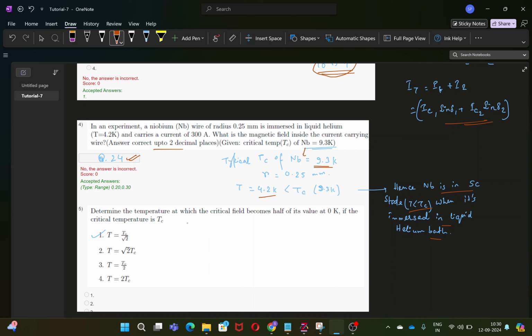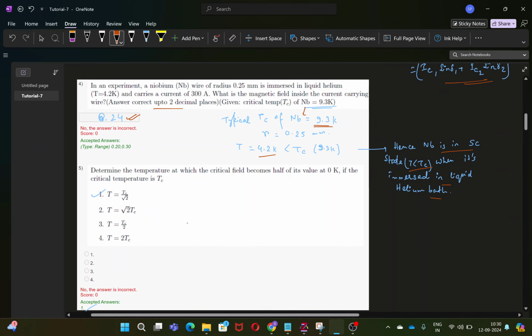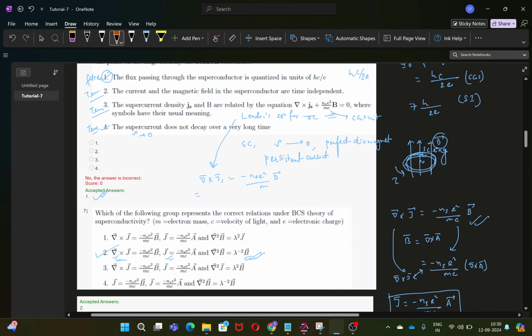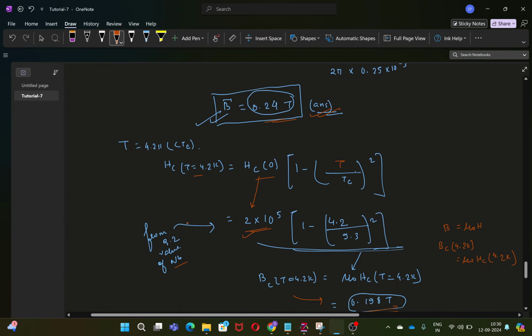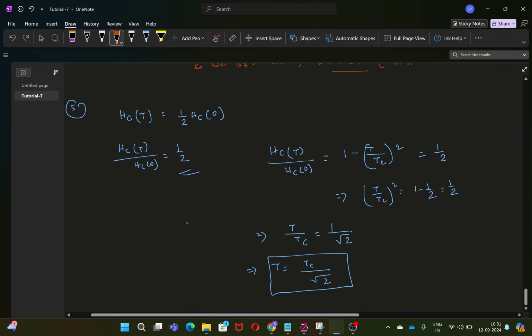Then question number 5 is about determining the temperature at which the critical field becomes half of its value at 0 Kelvin, if the critical temperature is Tc. Again you have to use the same critical field formula. It is given in the question that Hc(T) equals half of Hc0. So if you take a ratio, Hc(T) by Hc0 will be half. Then you equate the ratio to 1 minus (T by Tc) whole squared, because that is from the well-known formula. So 1 minus (T by Tc) whole squared will also be equal to half.